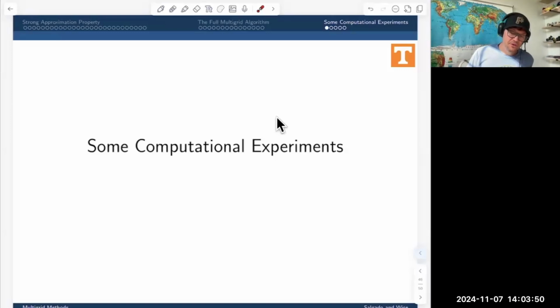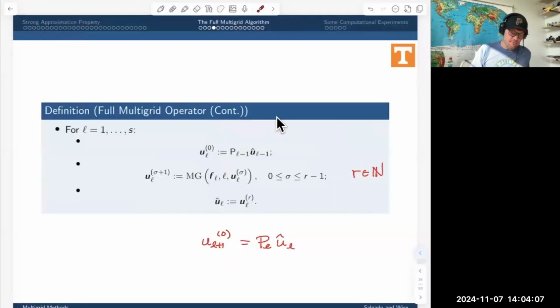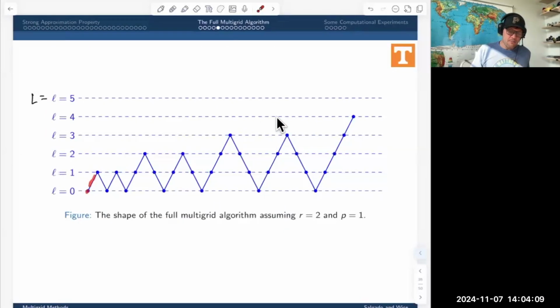Now I want to show you the results of some computational experiments, with the caveat that I'm actually going to show you the application of just a standard multigrid algorithm, not the full multigrid algorithm. You remember the diagram of full multigrid, where you go from the bottom to the top. We're just going to do a standard multigrid algorithm where we go from the top, some sort of standard V cycle or W cycle. It turns out that that's cost effective enough for us.